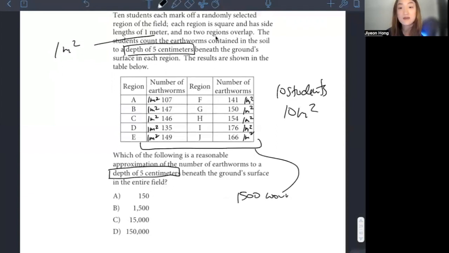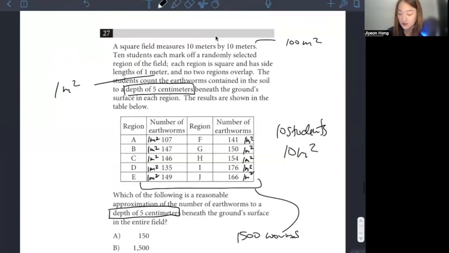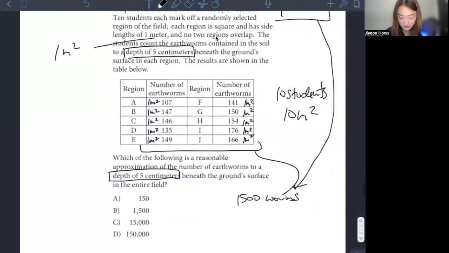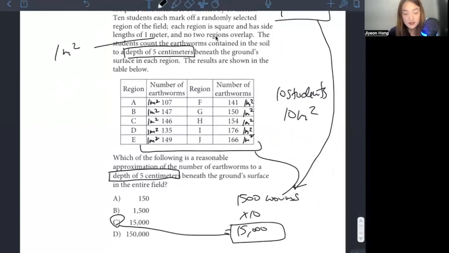So if in 10 meters squared we had 1,500 worms, it's asking in 100 meters squared, what can we estimate the number of worms to be? And since 10 meters squared to 100 meters squared is times 10, I can take 1,500 worms and multiply by 10 to get 15,000. C. And a lot of the interpretation of this question is the reason why people will get this question wrong. So I would look into this one over and over again if necessary.